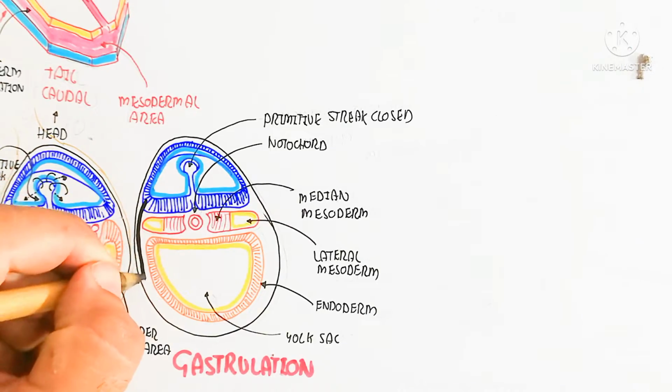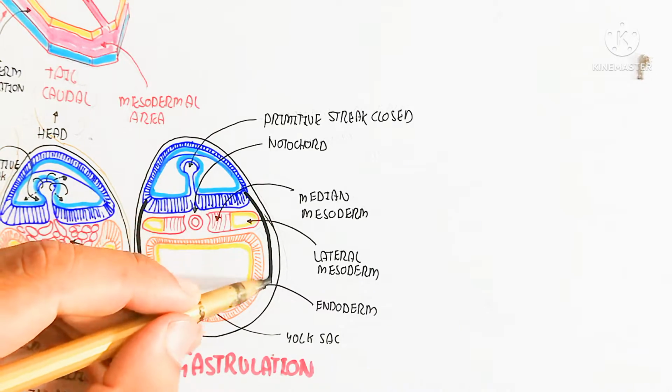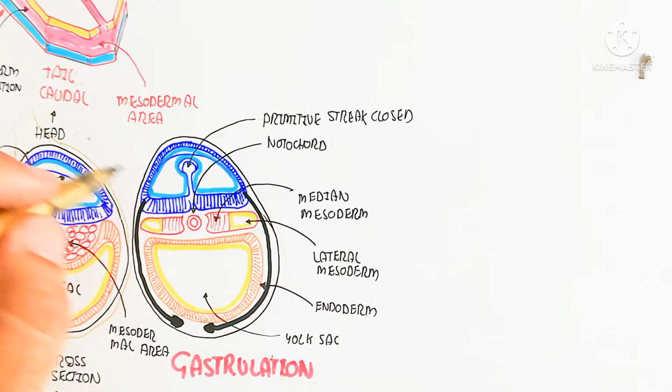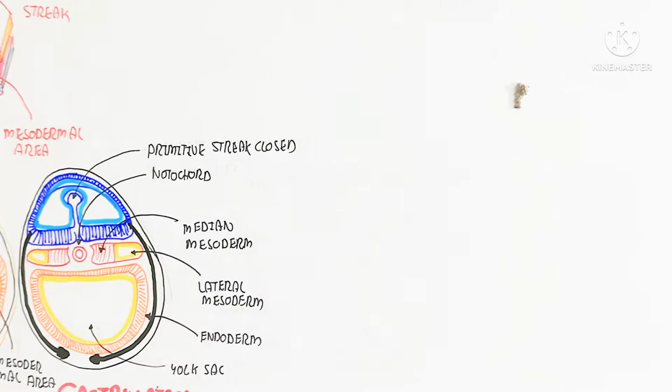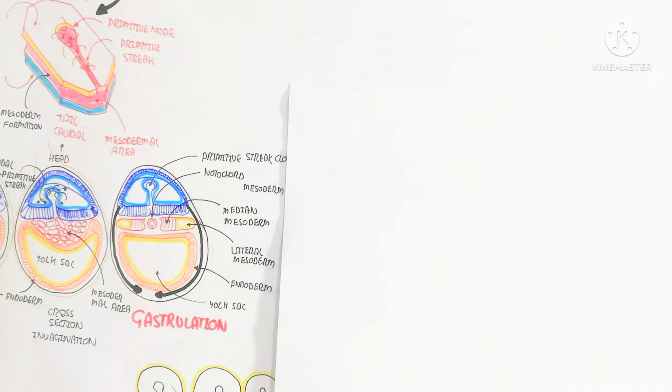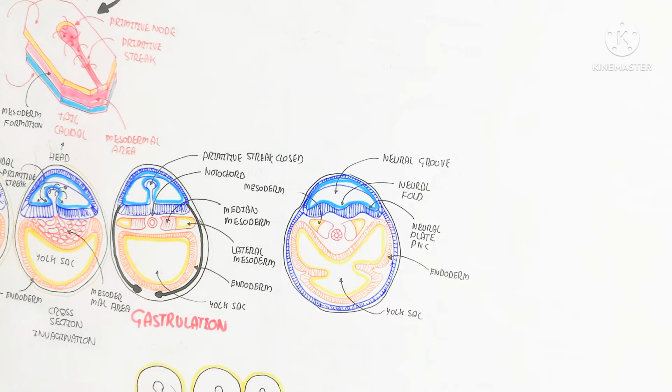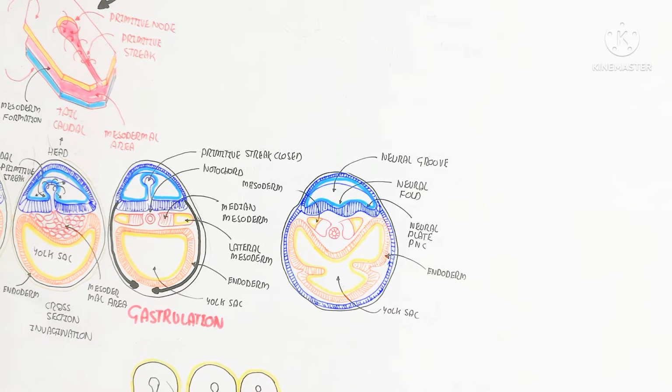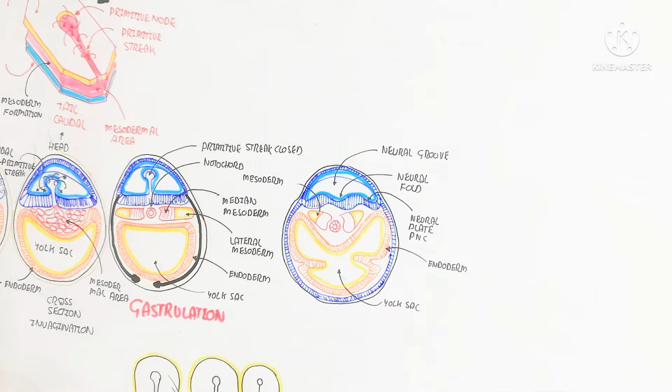So this is the endoderm and here the yolk sac. You can see the ectoderm will cover here. In the next step, this ectoderm will cover the whole body, because it produces the skin and the hairs as well as the outer covering. That is why the ectoderm will cover it.